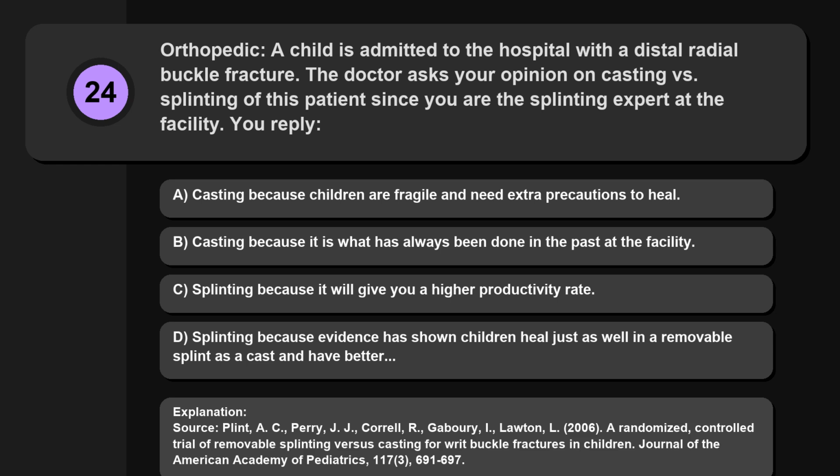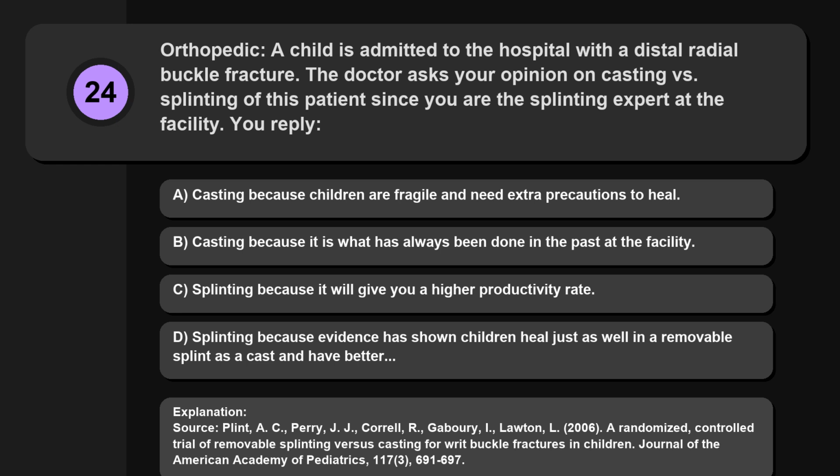Source: Plint, A. C., Perry, J. J., Correll, R., Gaboury, I., Lawton, L. 2006. A randomized, controlled trial of removable splinting versus casting for wrist buckle fractures in children. Journal of the American Academy of Pediatrics, 117, 3, 691-697.